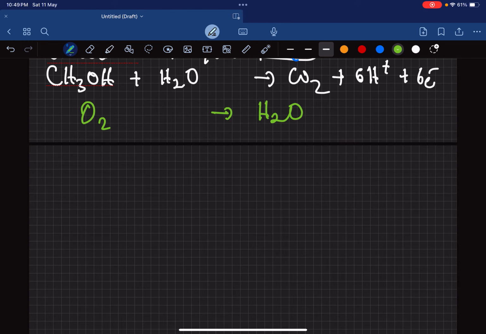What we're going to do is add another water here to balance the oxygen. Suddenly you realize there are 4 hydrogens on the right, so we're going to add 4 hydrogen ions here, and we're going to add 4 electrons. Okay, that's how we balance the equations, right?